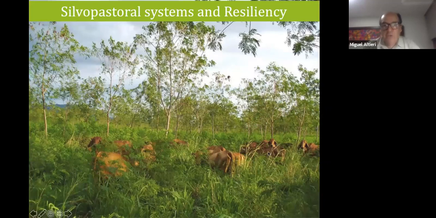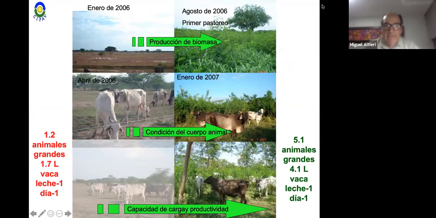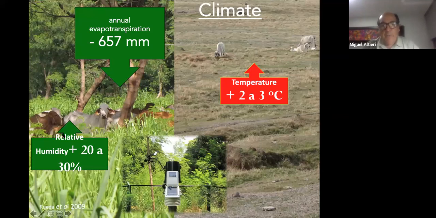The animal condition improves tremendously, and you can increase the production of milk from 1.7 liters to about 5, and the carrying capacity from one animal to 4 animals per hectare. The temperature, as you can see, decreases 2 or 3 degrees in here. The relative humidity goes up, and the evapotranspiration goes down tremendously. So these systems are much more resilient to climate change.